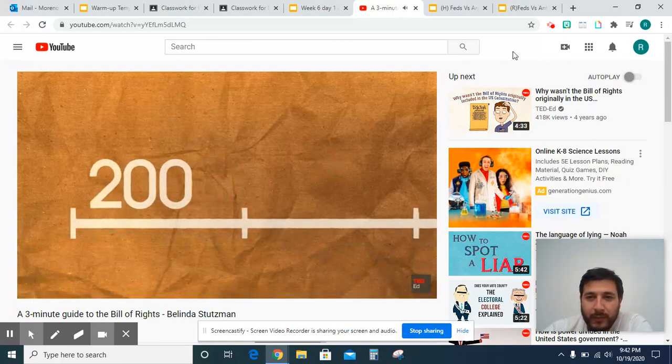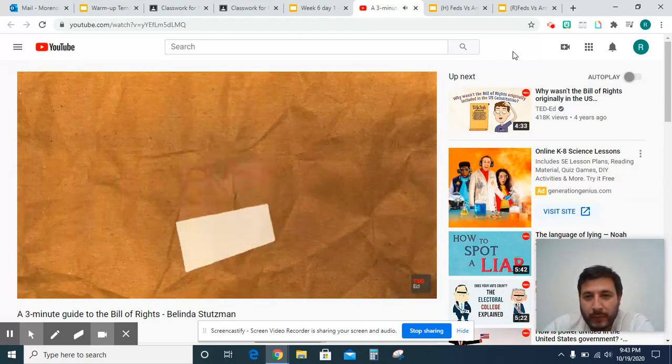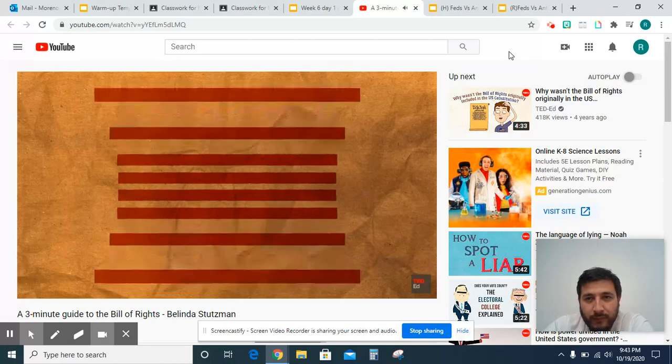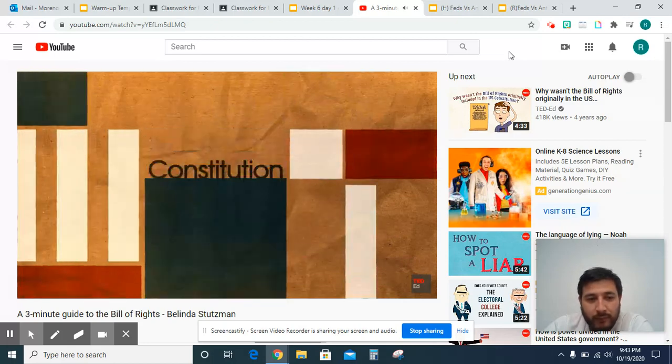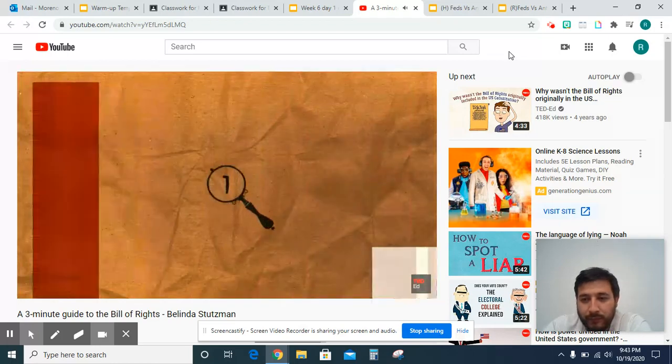Over 200 years ago. But even though they're a bit, well, old, these first 10 amendments are still the most debated and discussed section of our Constitution today. So can you remember what they are? Let's take a look.